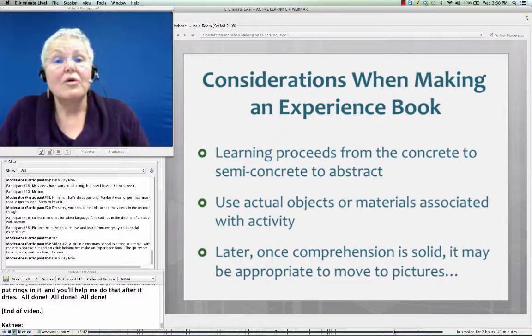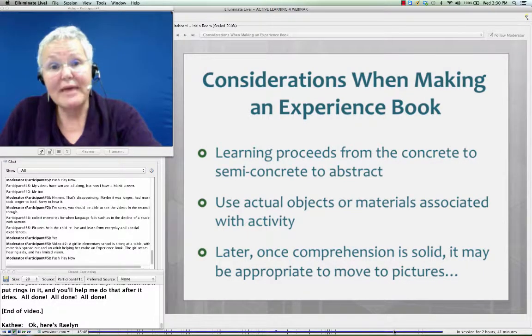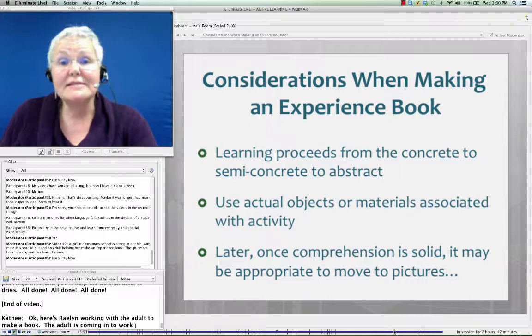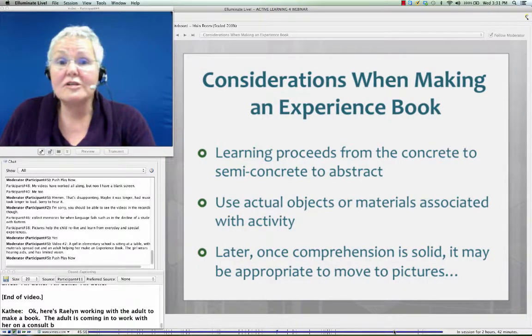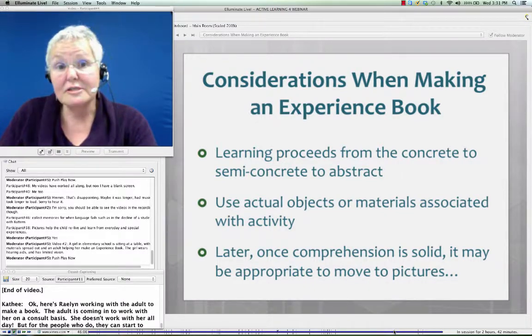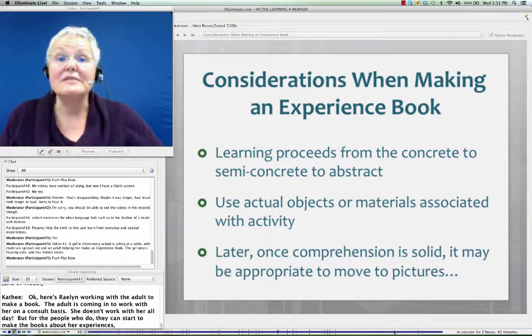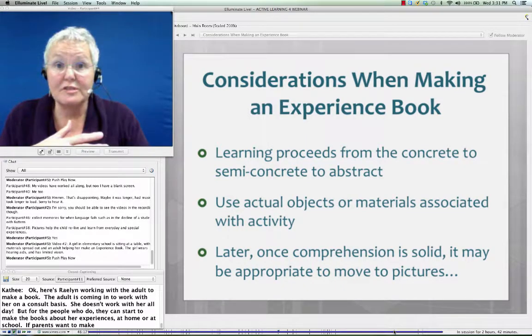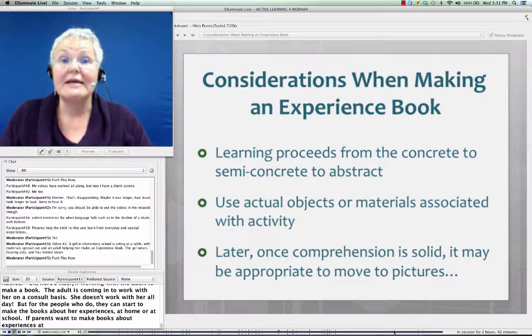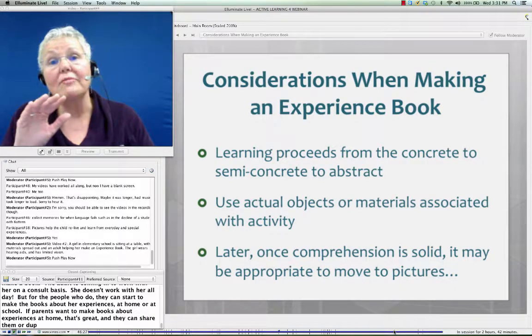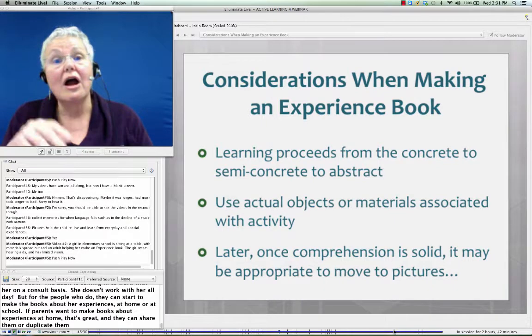Okay, so here's Raylyn working with the adult to make a book. The adult is coming in to work with her on a consult basis. It's not like she sees her and works with her all day. But for the people who do, they can start making the books about the experience the child has, whether it's at home or at school. Now, if the family's willing to make the experiences that happen at home, that's great. That's wonderful. And you can exchange and share those books with each other, or even duplicate them in some cases. But they really have to be duplicated specifically. Otherwise, the child who may be looking at it or touching it and recognizing it is going to have some difficulties.